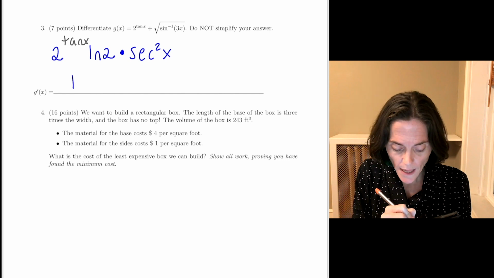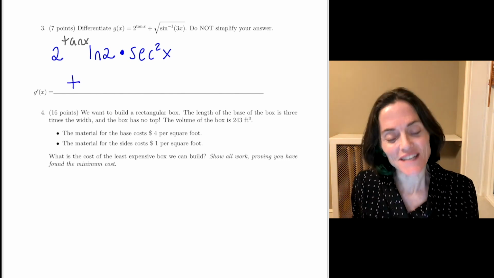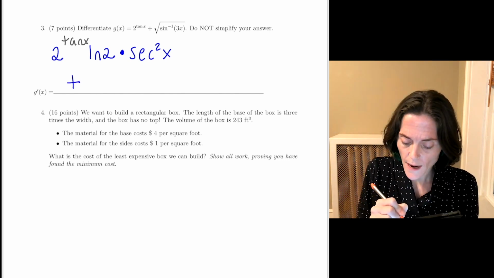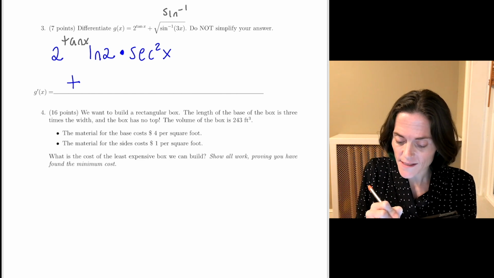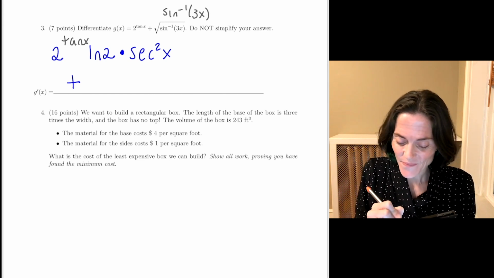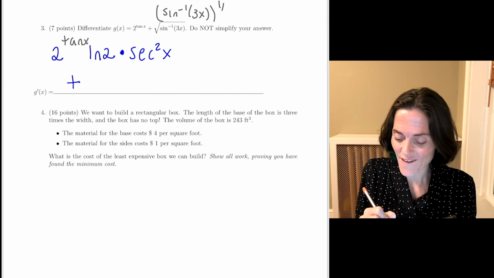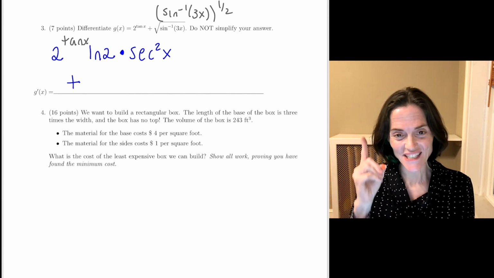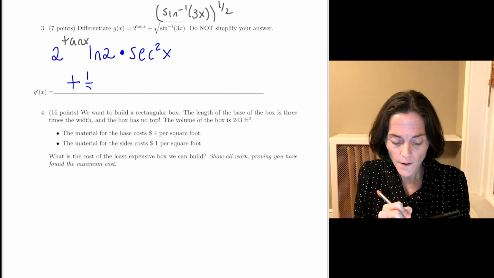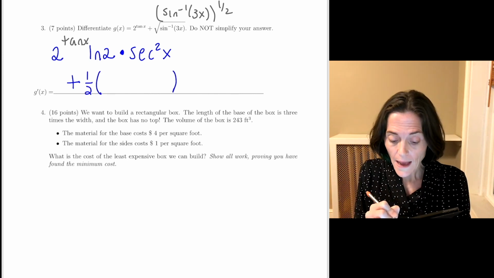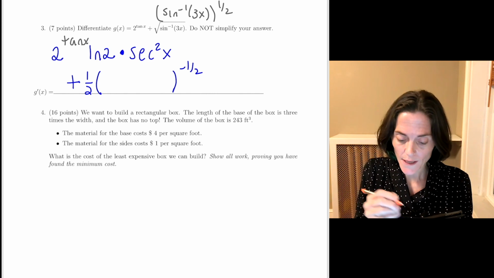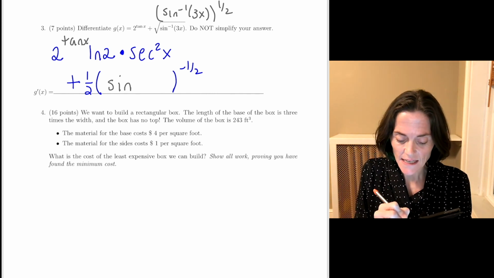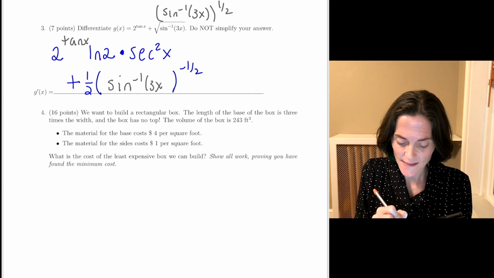Okay, then we put a plus. Now we differentiate the second term. Maybe I should rewrite this. This is sine inverse of 3x to the 1/2 power. So this will be chain rule, in fact, 2 times for this term. So we bring down the power, minus 1. We put in the entire inside function, sine inverse of 3x.